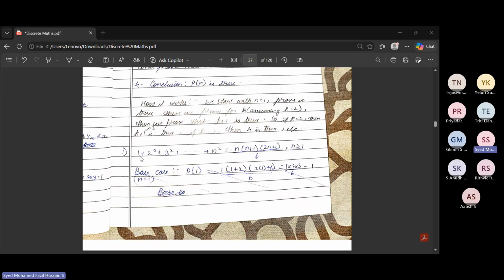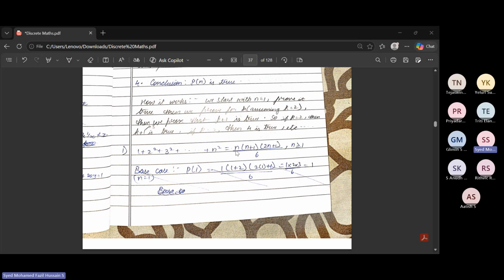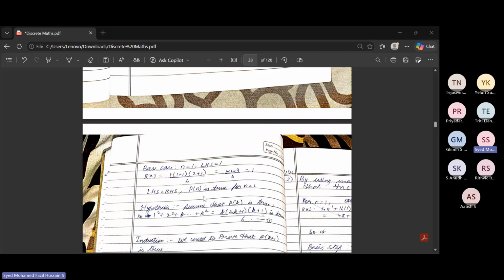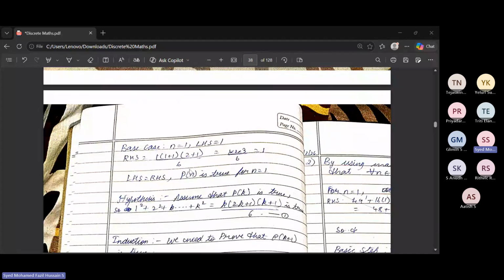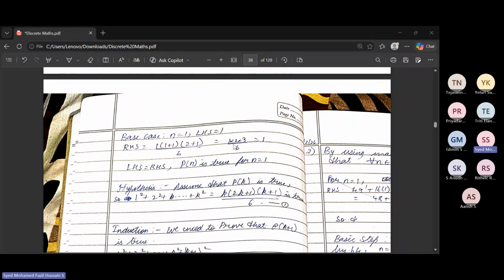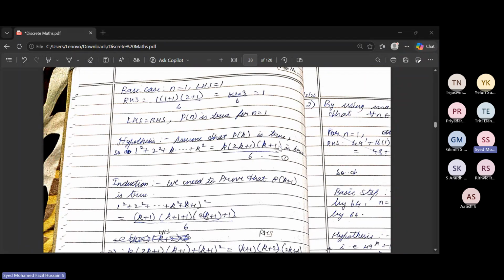Here, as you can see, 1 plus 2 square plus 3 square till n square is equal to n into n plus 1 into 2n plus 1 divided by 6. Here we just have to prove that this is true. The base case is 1. As you can see, 1 is put there, and 1 into 2 into 3 divided by 6 is 1. So LHS is equal to RHS. So the base case is proved.